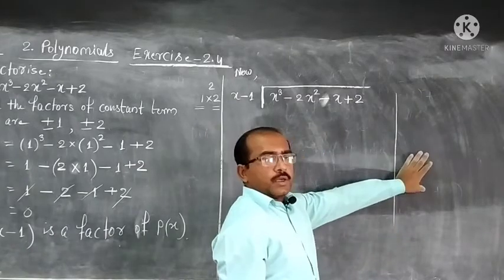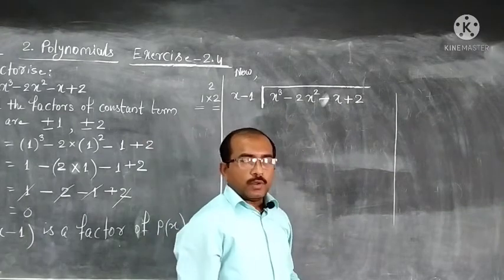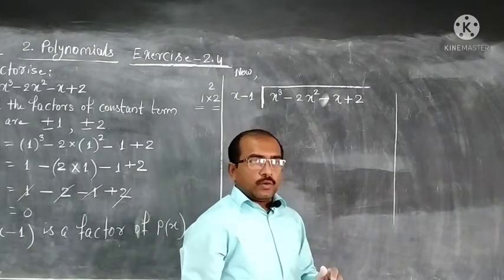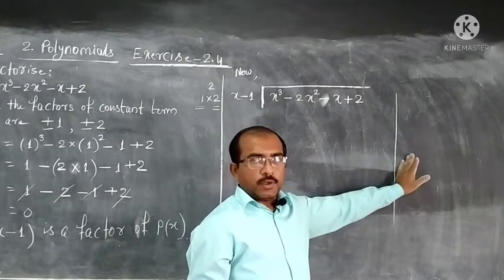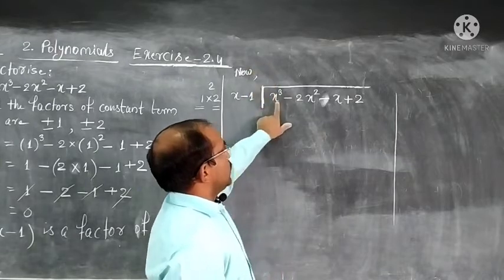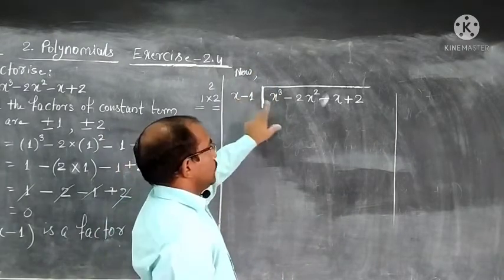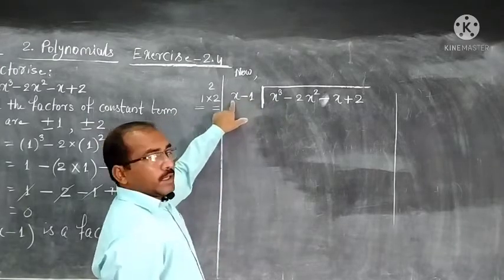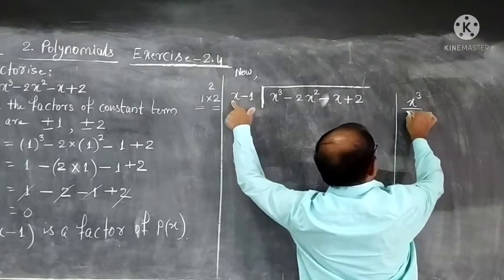Get help in rough work, because for polynomials, that table we do not know. With a little thinking we can know. If we are not able to think, we will take help from rough work. What will be rough work? To get the quotient, we need to see the first term of dividend and first term of divisor. We see x cube and this is x. So we will divide in rough side x cube by x.